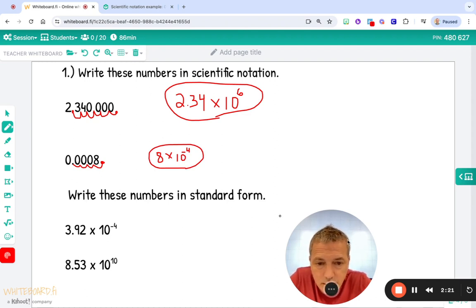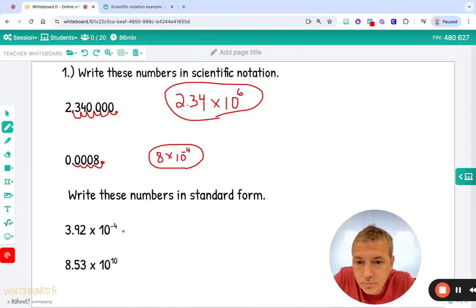Write these numbers in standard form. Well, that just means write it as a number. So we can kind of do the opposite, right? So if I started with 3.92 times 10 to the negative 4th, you could just type that in your calculator and it would tell you what it is, right?